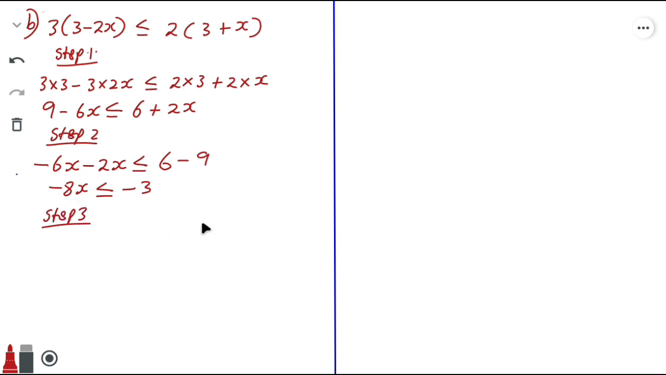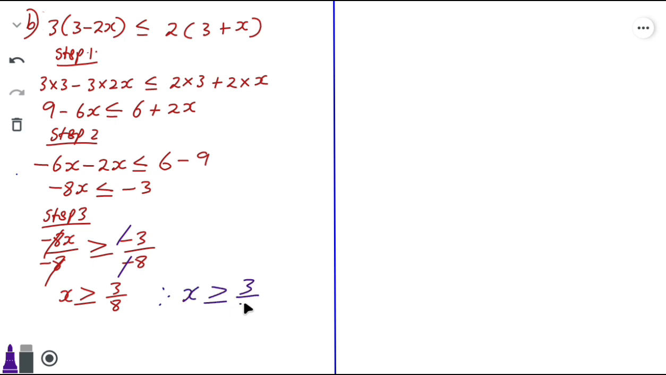So don't forget the rule that when you divide both sides by minus, your inequality sign is going to change. So we have minus 8x divided by minus 8 greater than or equal to minus 3 divided by minus 8. So we cancel out minus here. So x will now be greater than or equal to 3 over 8. That is, we cancel out minus by minus. So our final answer: x will be greater than or equal to 3 over 8. That will be our answer for the second question.